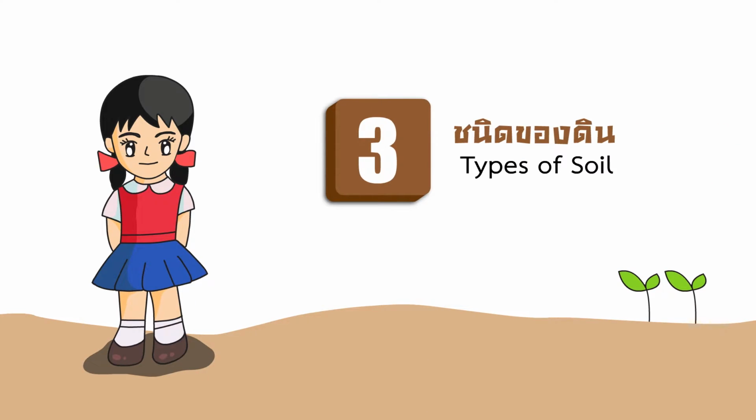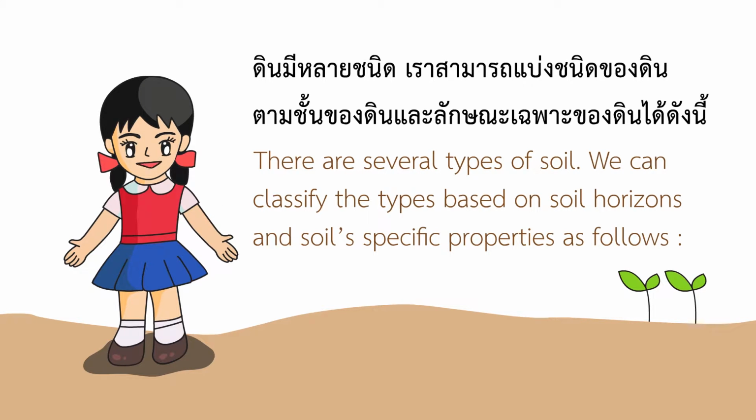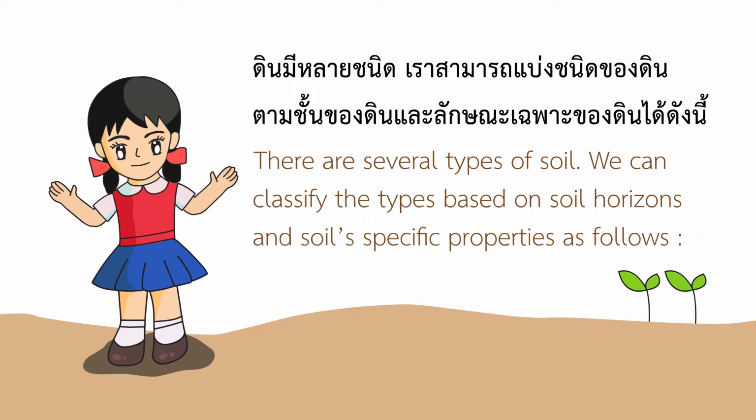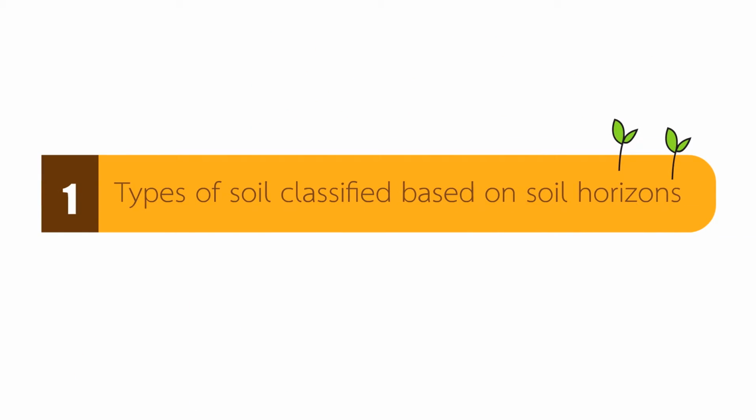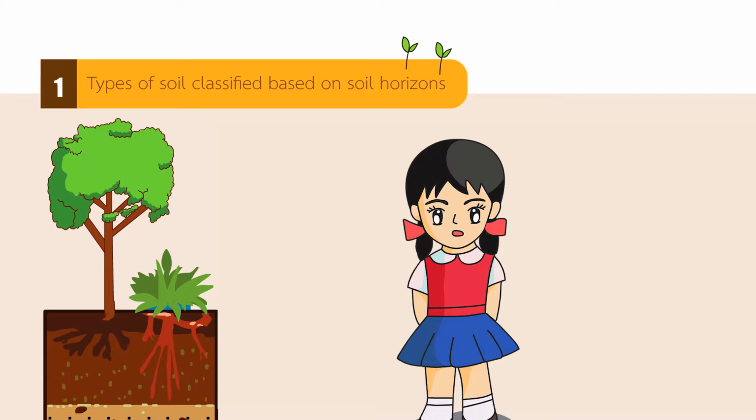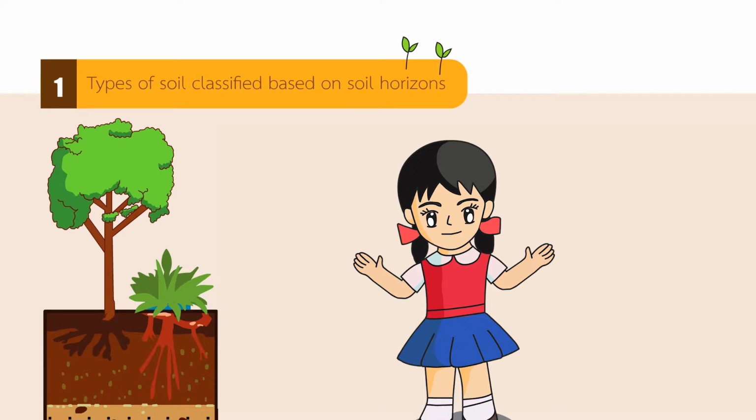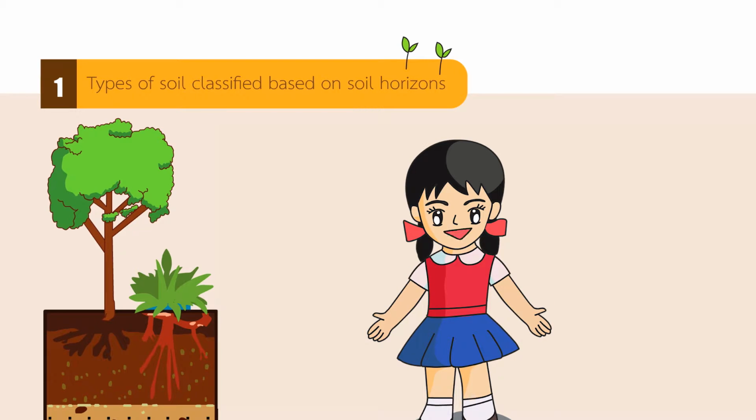3. Types of soil. There are several types of soil. We can classify the types based on soil horizons and soil-specific properties as follows. 1. Types of soil classified based on soil horizons. On the Earth's surface, soil is divided into 2 horizons or layers, topsoil and subsoil.